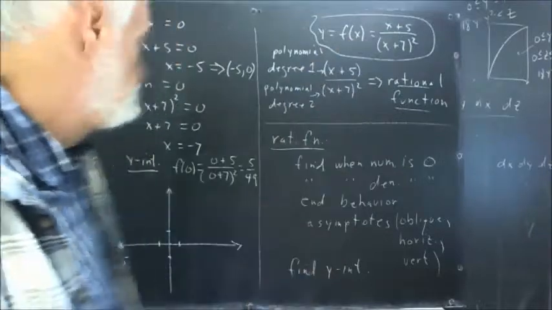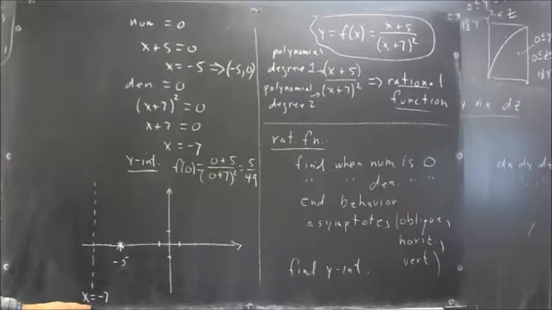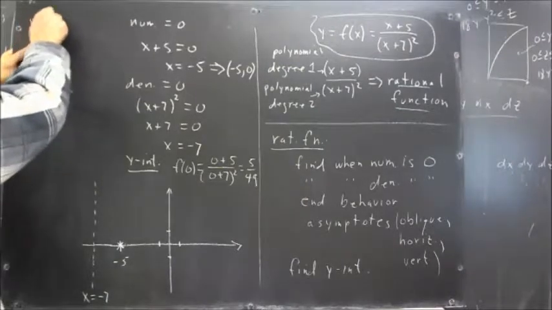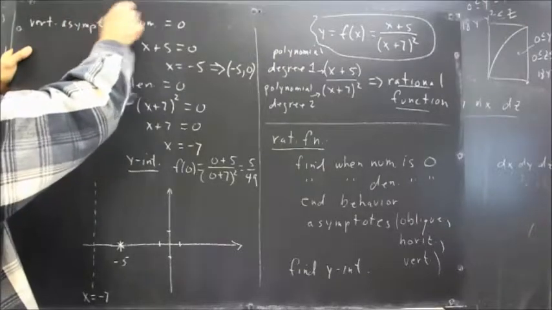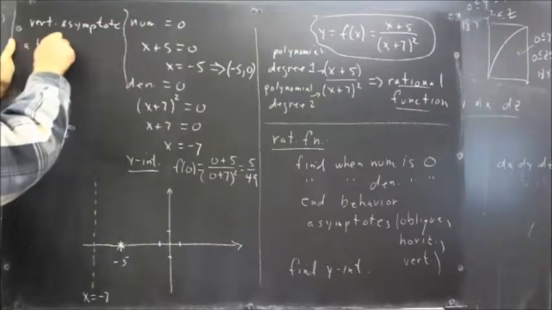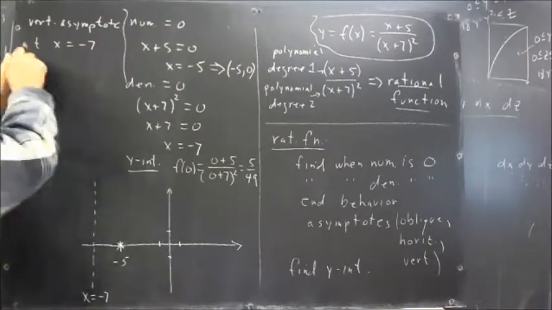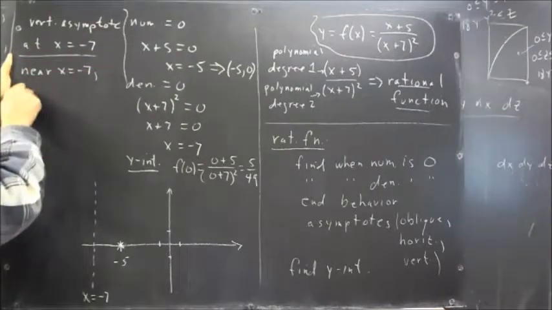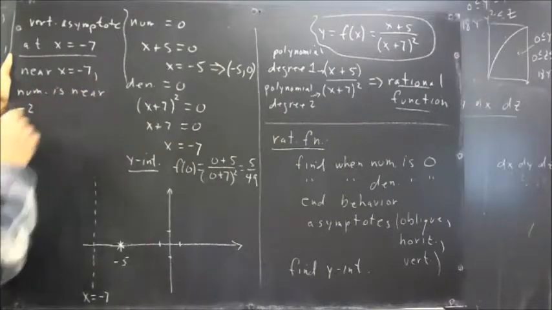So we're going to have a vertical asymptote at x equals negative 7. Near x equals negative 7, the numerator is near negative 2.